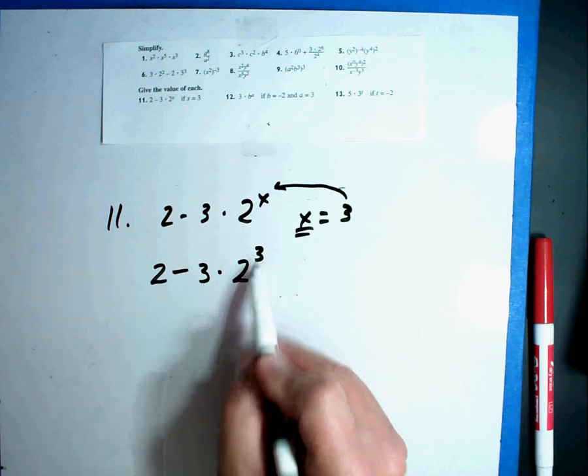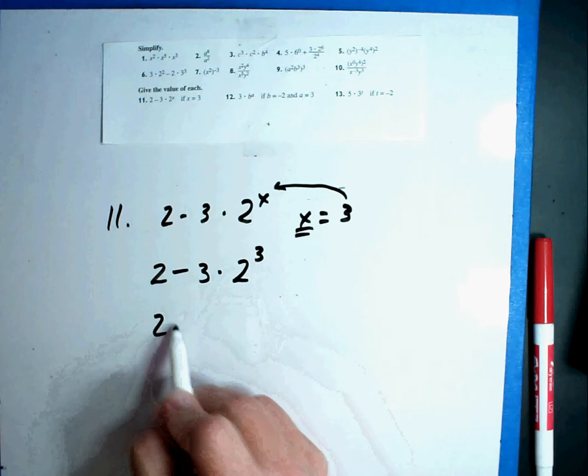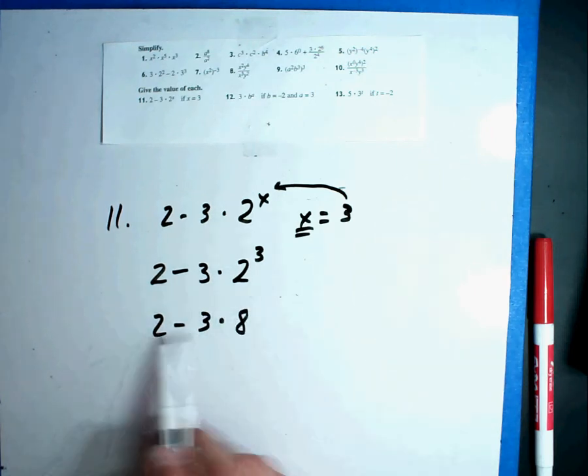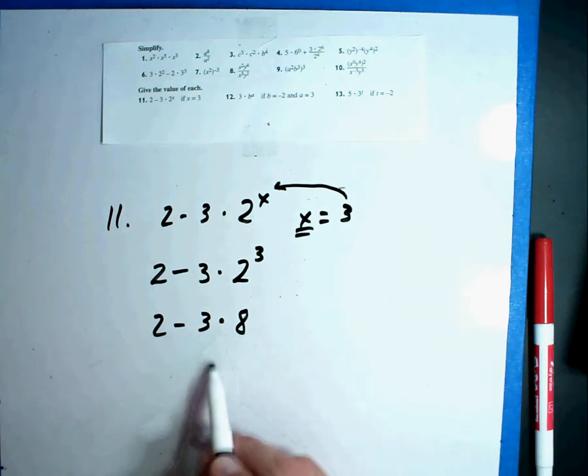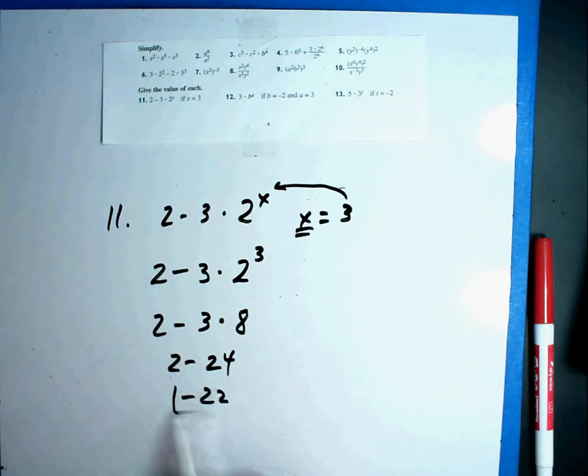2 cubed is 2 times 2 times 2. 2 times 2 is 4, times 2 is 8. So it's 2 minus 3 times 8. 8 times 3 is 24. 2 minus 24 is negative 22. There's my answer. Plugging numbers in and solving.